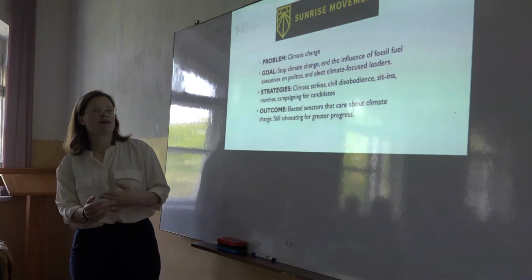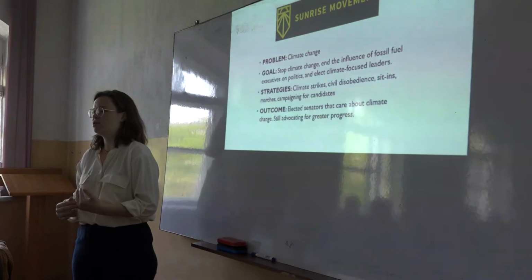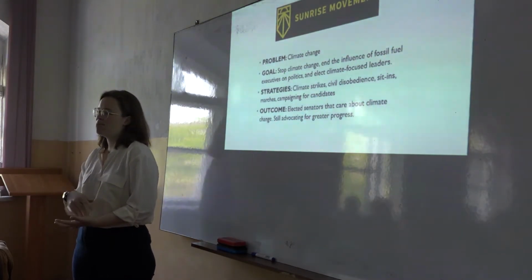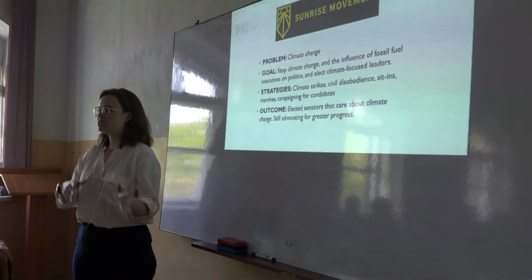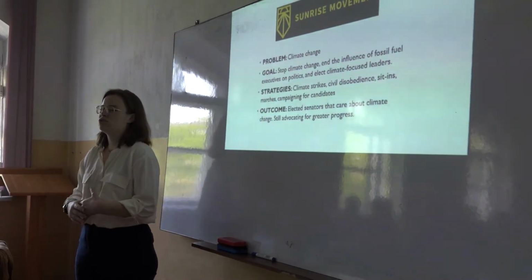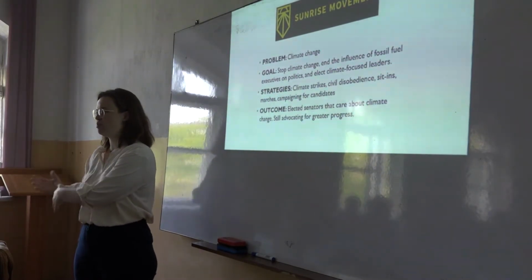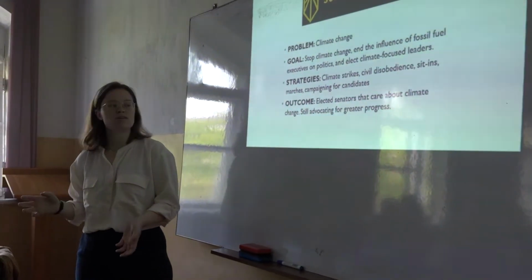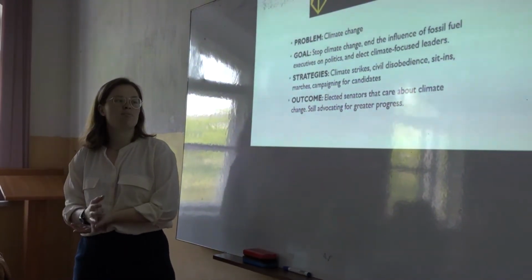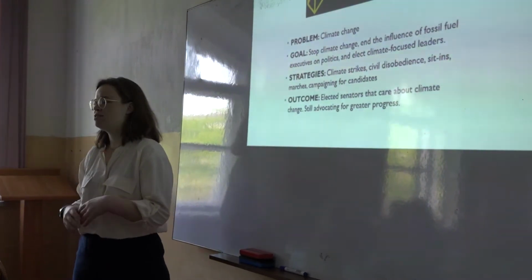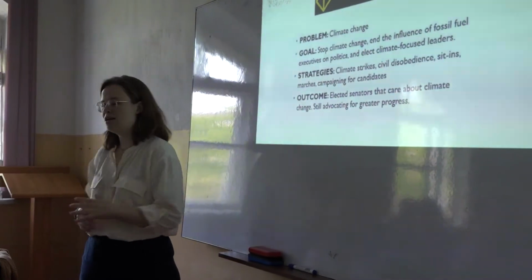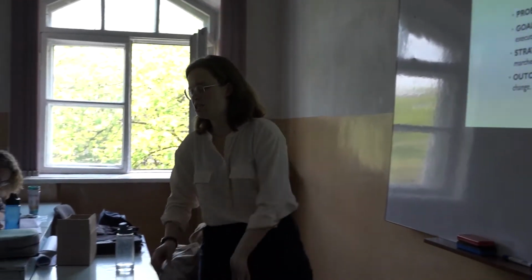They also did a lot of campaigning for candidates that they supported. So young people, even people who couldn't vote yet, in America you can vote when you're 18, but some 16, 15-year-olds also were involved to help encourage other people to vote. As an outcome, they elected many senators that they were campaigning for that care about climate change, and they're still advocating for greater progress now. Okay, so that's the Sunrise Movement. This one's about climate change, and it affects the whole world, but this is in America.